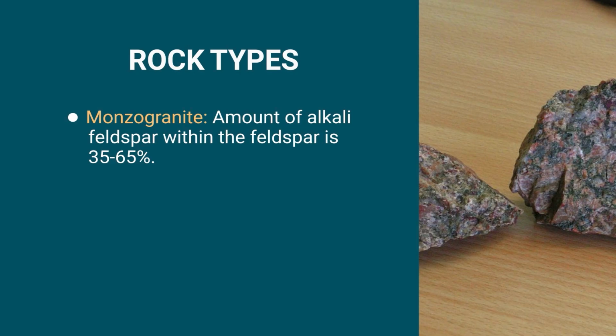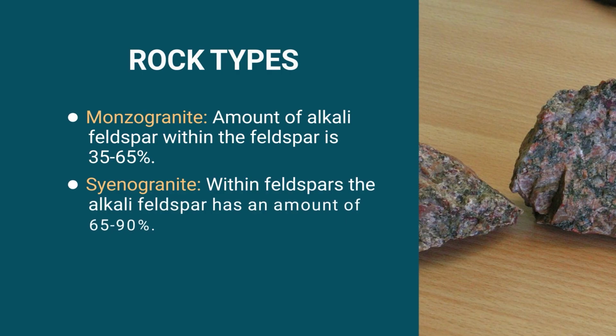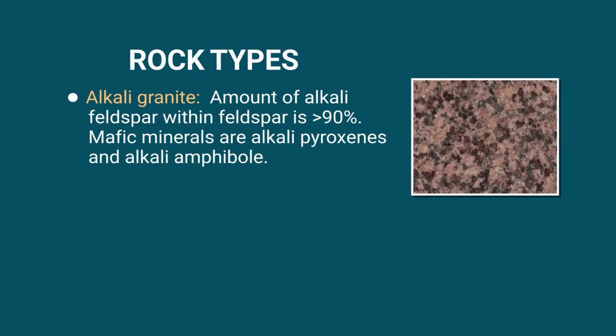This is the rock type of a variety of granite in which the amount of alkali feldspar amongst the total feldspar content is 35 to 65%. Then we have syenogranite. Within the total feldspar content, the alkali feldspar is ranging from 65 to 90%. In alkali granite, the amount of alkali feldspar is more than 90%. Along with it, we can see mafic minerals such as alkali pyroxenes and alkali amphiboles.